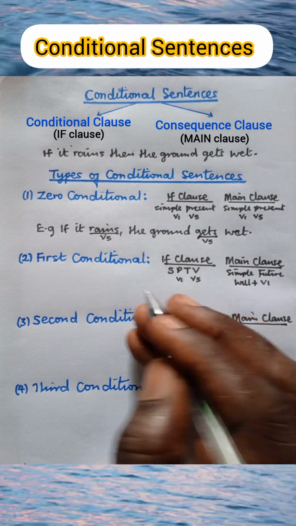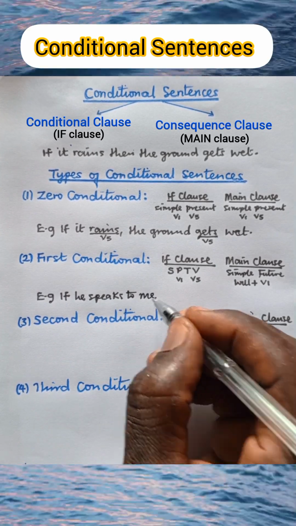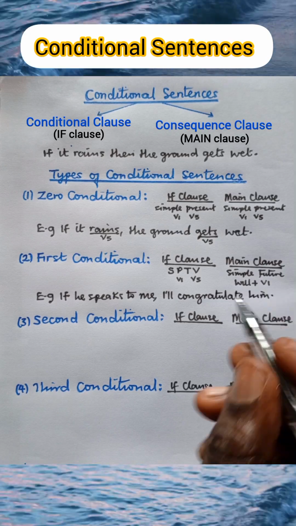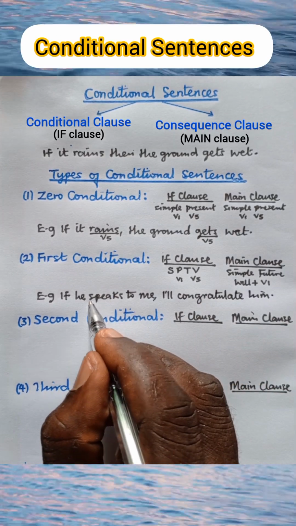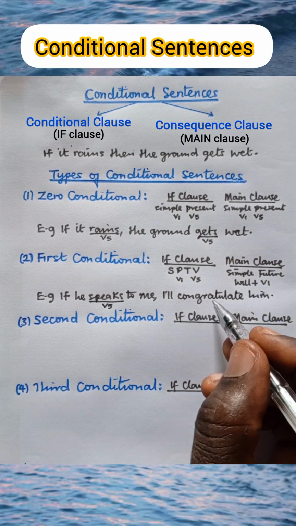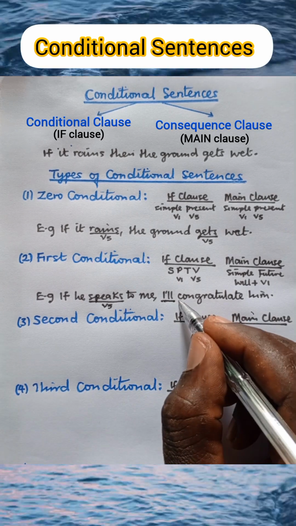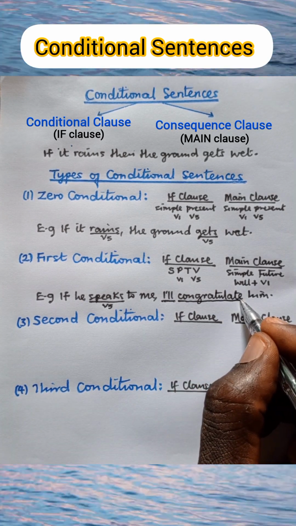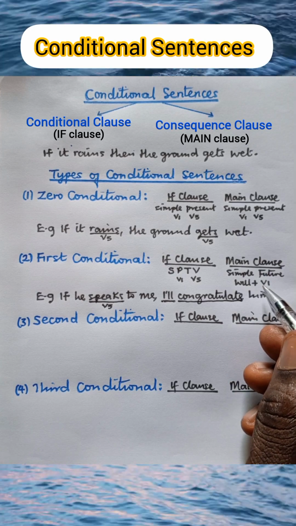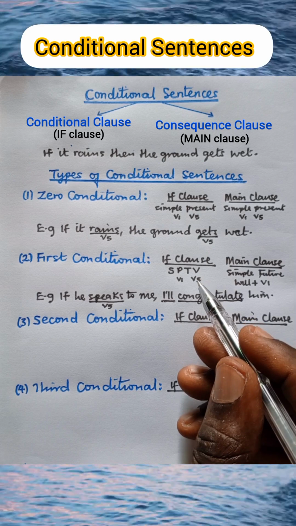Okay? Let us take an example here. If he speaks to me, I will congratulate him. Now, in the if clause, the verb is simple present, speaks. It is a verb 5. Look at the main clause: I will. "I will" signifies future. Congratulate is the base form of the verb. Okay, so the main clause is usually will plus the verb, while the if clause takes a simple present tense verb. Please take note.